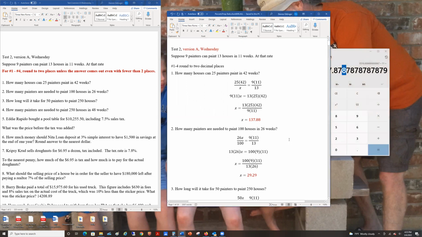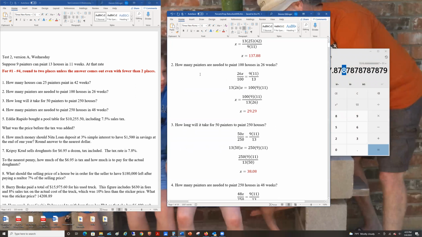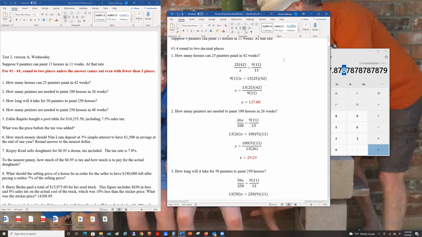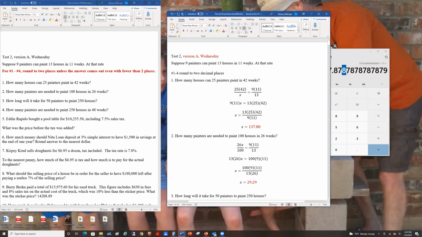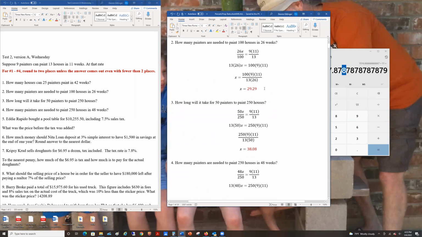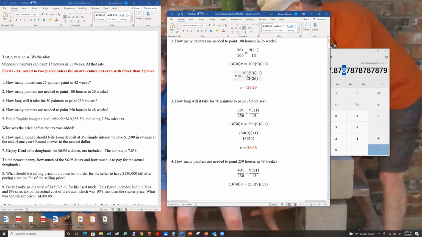All right, number two. How many painters are needed to paint 100 houses in 26 weeks? So again, worker times time, painter weeks is X painters times 26 weeks. So 26X is to 100, as we always go back to the original 9 times 11 divided by 13. Every one of these first four problems. All right, so we take out a calculator. We do 100 times 9 times 11 divided by 13 divided by 26. Hopefully you can verify that's 29.29.